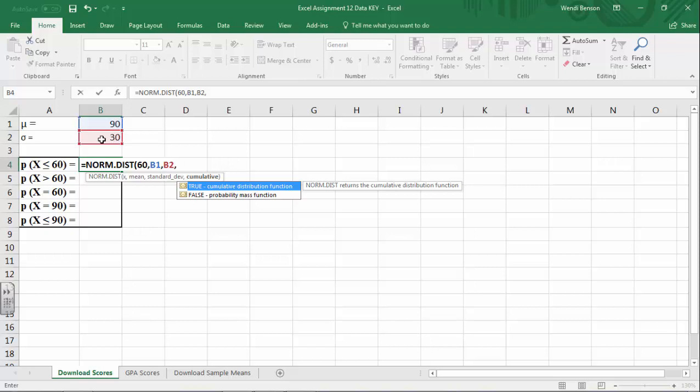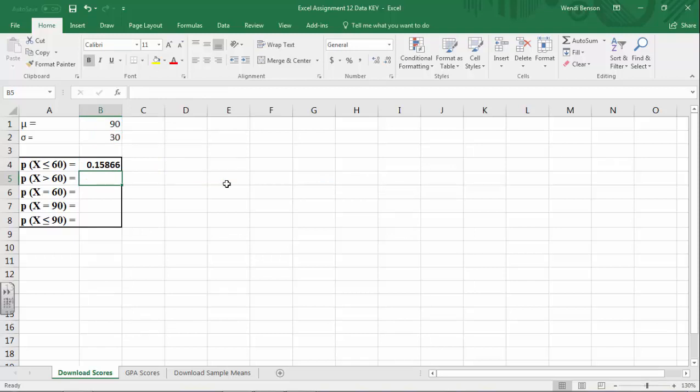So if we say true, that means we're going to get a cumulative probability. And remember, a cumulative probability is the same as a percentile. It tells you the probability or proportion of scores less than or equal to a specified score, or in this case, less than or equal to 60. Well, that works for us in this case because 60 or less is what we're interested in looking at the probability for. So we're going to say true. If you selected false, it would give you the probability of just that exact value. So we're going to double click true and we're going to hit enter.